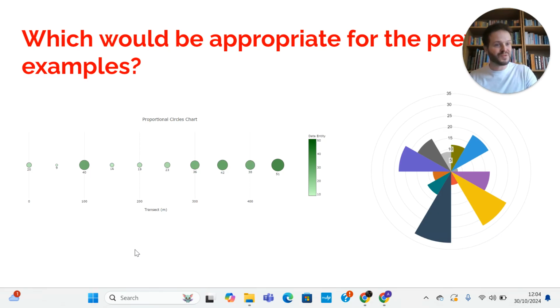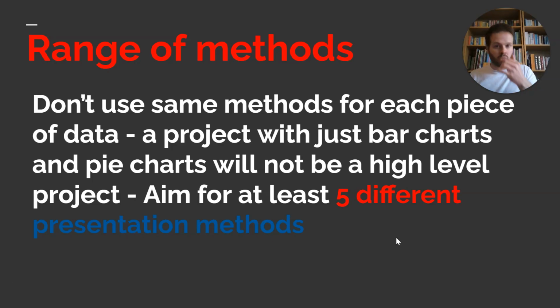You can do both, yeah, as long as it suits what you're doing for your project. So a good thing to aim for every time is a range of methods. Don't use the same method for each piece of data. That means if you've done EQS and you've done proportional symbols maybe, don't then do proportional symbols for your index of decay, for example. Do something else. Choose another piece of data, even though it would be appropriate, you're not showing a range of skill.